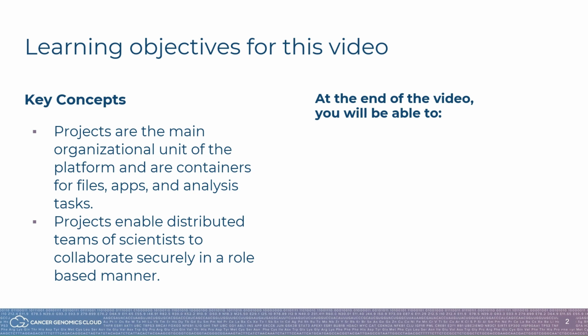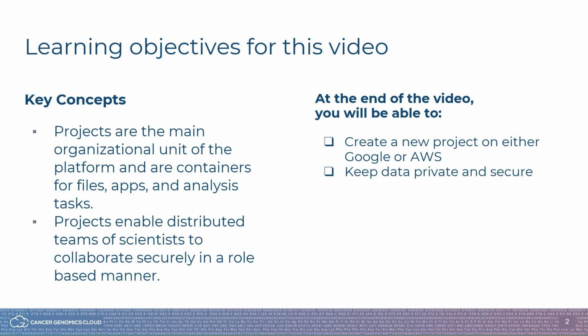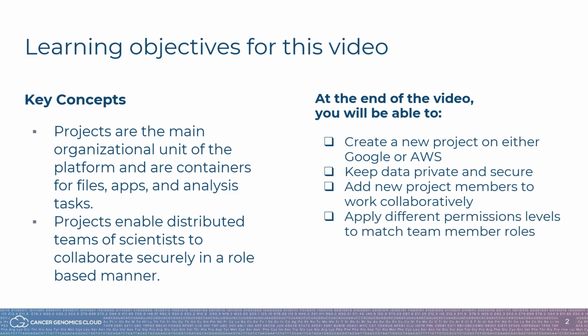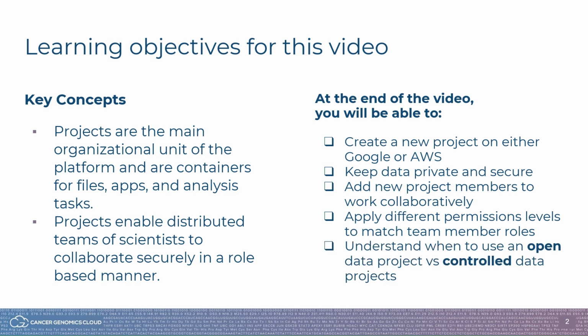At the end of this video, you will be able to do the following. Create a new project on either Google or Amazon Web Services. Keep your data private and secure, but add new project members to work collaboratively. Apply different permissions levels to match team member roles. And understand when to use an open data project versus a controlled data project.